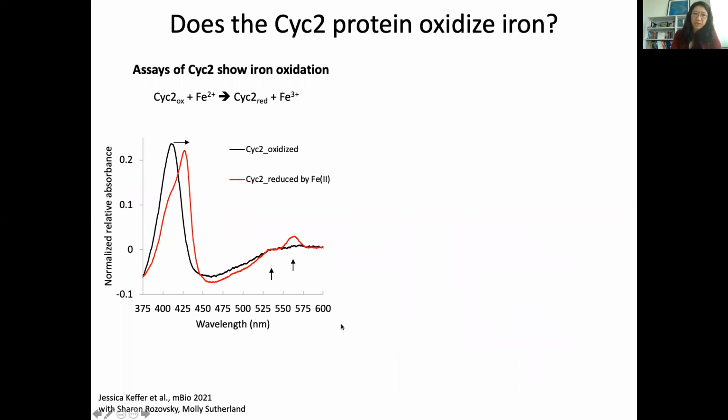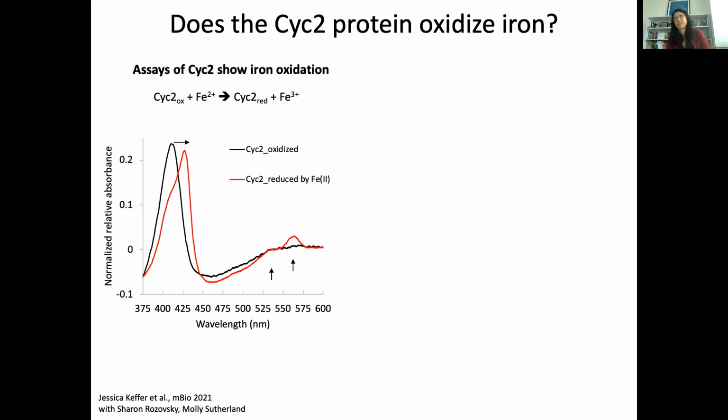This is the UV-vis spectra. It has a classic heme spectrum. And so when we add iron to this enriched or purified CYC2 that was expressed by E. coli, we can see a shift, and these shifts represent the electron transfer from iron 2 to Cyc2. And so this is the proof that the protein actually oxidizes iron.